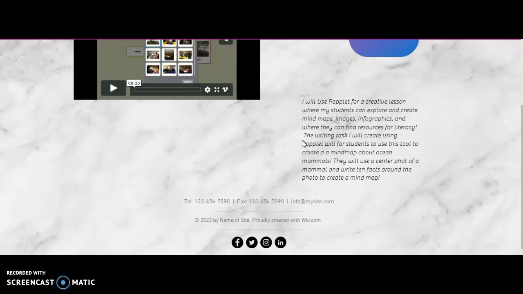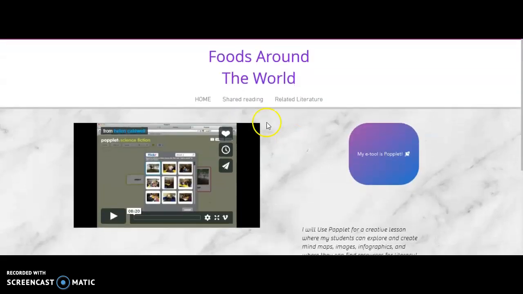I will use Poplet for a creative lesson where my students can explore and create mind maps, images, infographics, and where they can find resources for literacy. The writing task I will create using Poplet will be for students to use this tool to create a mind map about ocean animals. They will use a center photo of an animal and write 10 facts around the photo to create a mind map.